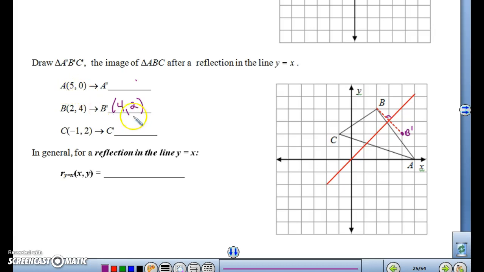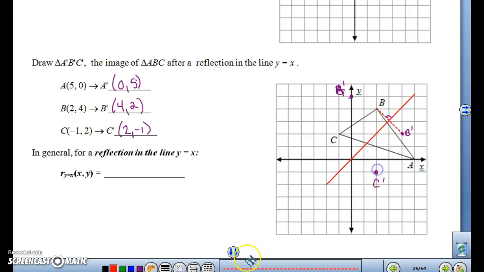A, 5, 0, what happened to the coordinates here? They switched. So this is going to become 0, 5. 0, 5, 1, 2, 3, 4, 5 ends up here. There's A prime. And then C will be, switch the coordinates to -1, 2 is here. C prime.